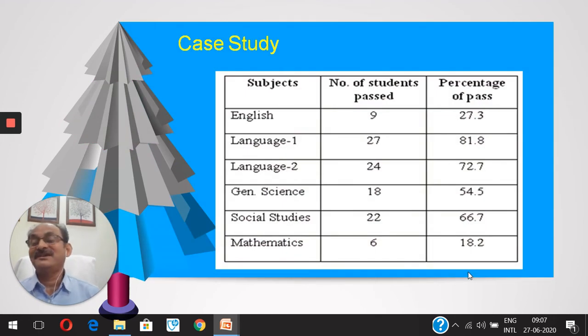But you just see the case study. I just did some case studies. You can easily understand the case studies of mathematics, how mathematics is there. The subject I write in one column, number of students pass in another column, and percentage of pass in the third column. So if you see English, the number of students pass is 9, and the percentage of passing is 27.3. But if you see mathematics, the last row, the number of students pass is 6, the percentage is 18.2. So this is a case study of mathematics. But mathematics is a very interesting subject. Don't hate mathematics in future too.